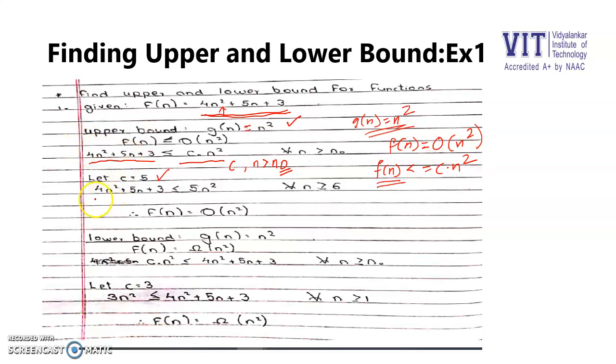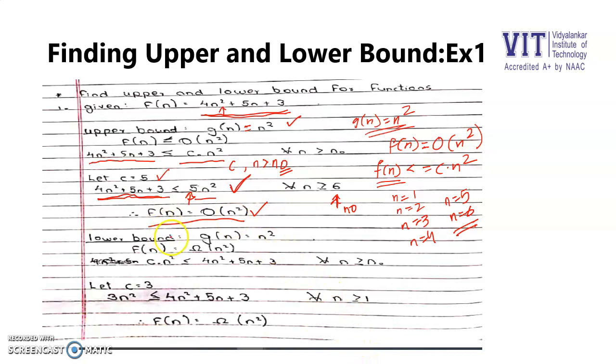So we have 4n square plus 5n plus 3 less than or equal to 5n square. Now we start with n as 1, 2, 3, 4, 5, 6. The moment n is 6, this condition is true for the first time. So we can say this is true for n greater than or equal to 6. This 6 is nothing but n0. So we have a value of c and a value of n0 for which this condition is true. So we can say the upper bound is n square, correct?